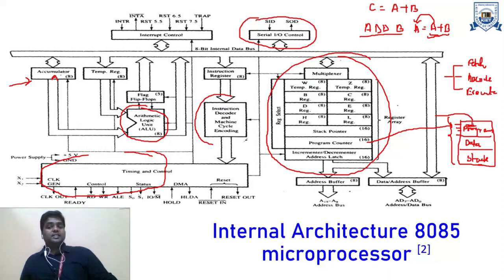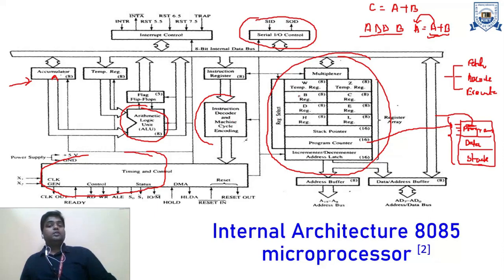After fetching, the instruction will be placed on the data bus and then move towards the internal data bus, and from this internal data bus the data will be moved toward the instruction register. That means the instruction now moves toward this instruction register. After that, it will move toward the instruction decoder, which decodes the instruction. That means it finds out the opcode of this instruction, that is, the meaning of that instruction.